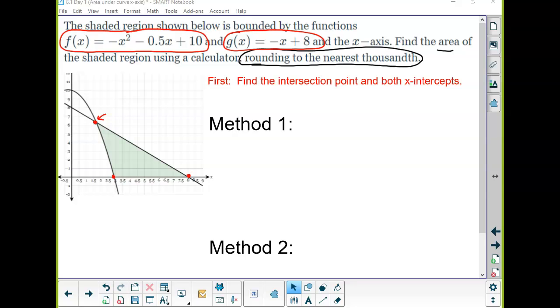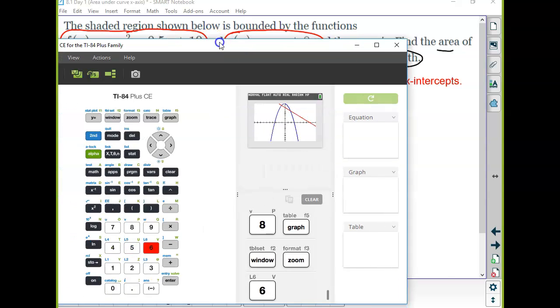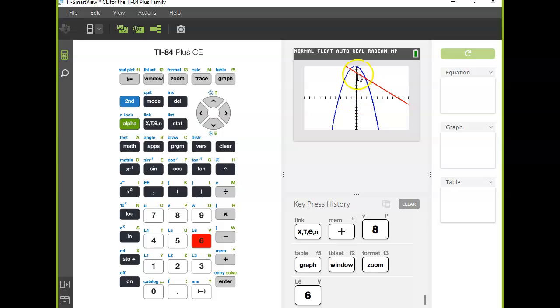And then you can hit graph. You might have to adjust your window. Alright, so let me show you what I got. So that's all I need. I just need to find this intersection point. How do we do that?